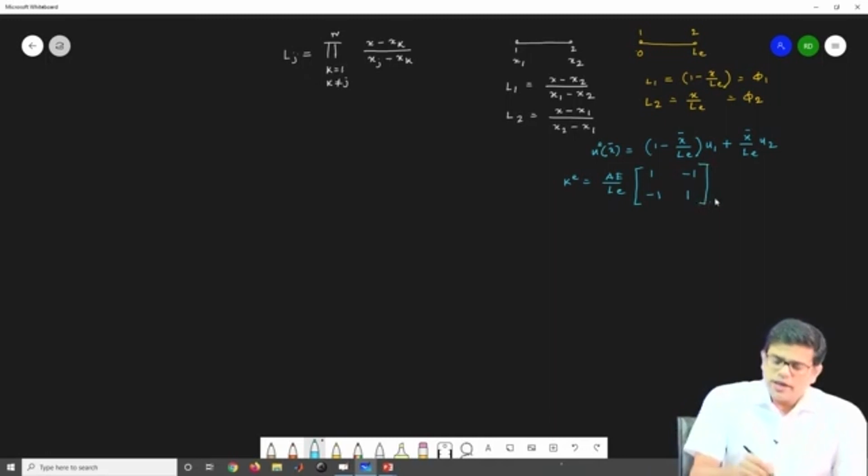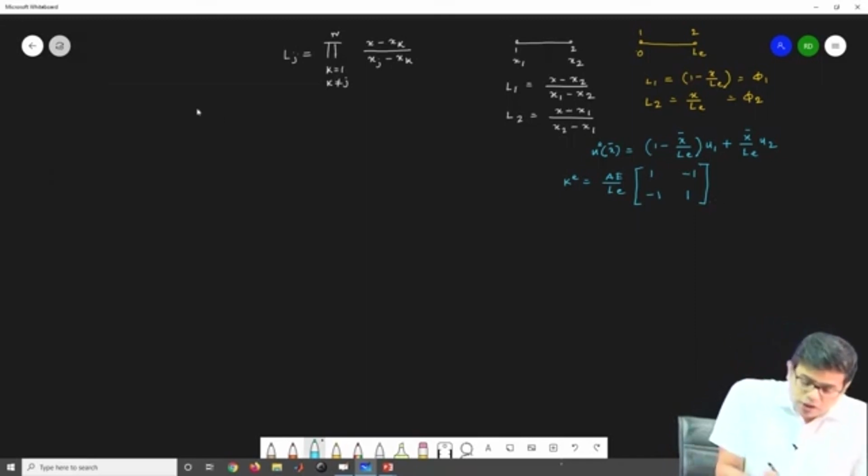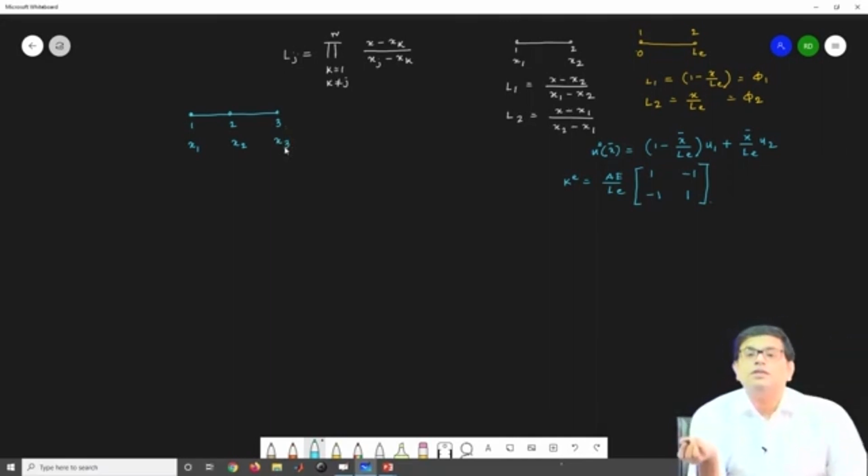So now in case of a quadratic Lagrange polynomial, how do we do this? We can find it out. In case of a quadratic polynomial, obviously we need more points. So at least we need 3 points: 1, 2 and 3. So if I choose x1, x2 and x3 as my coordinates, then I can construct its Lagrange polynomial, and then similarly in the local coordinate system I can find it out.